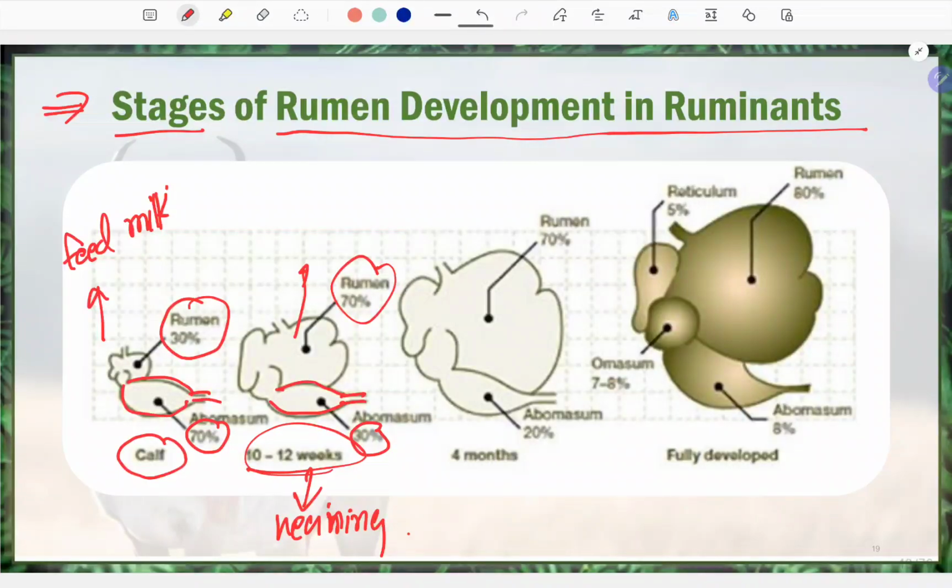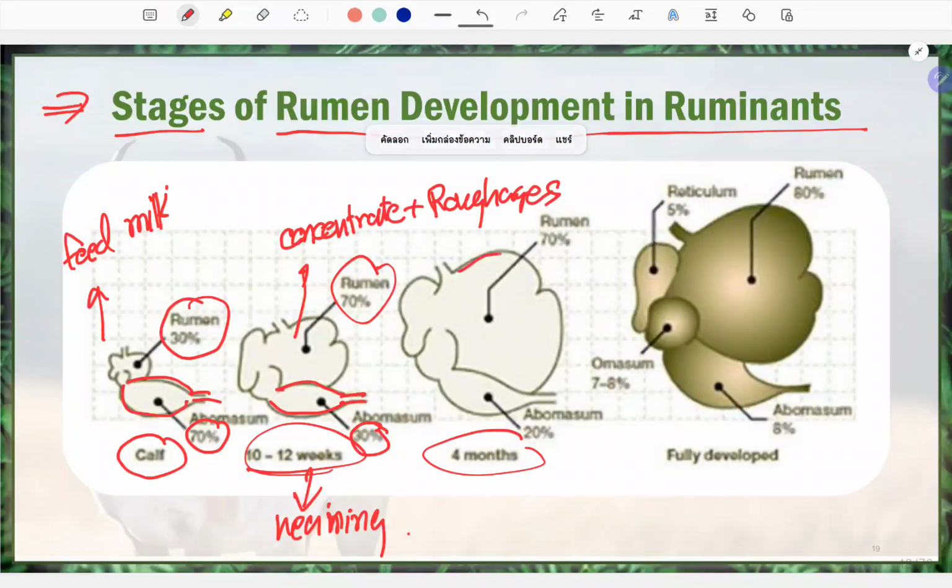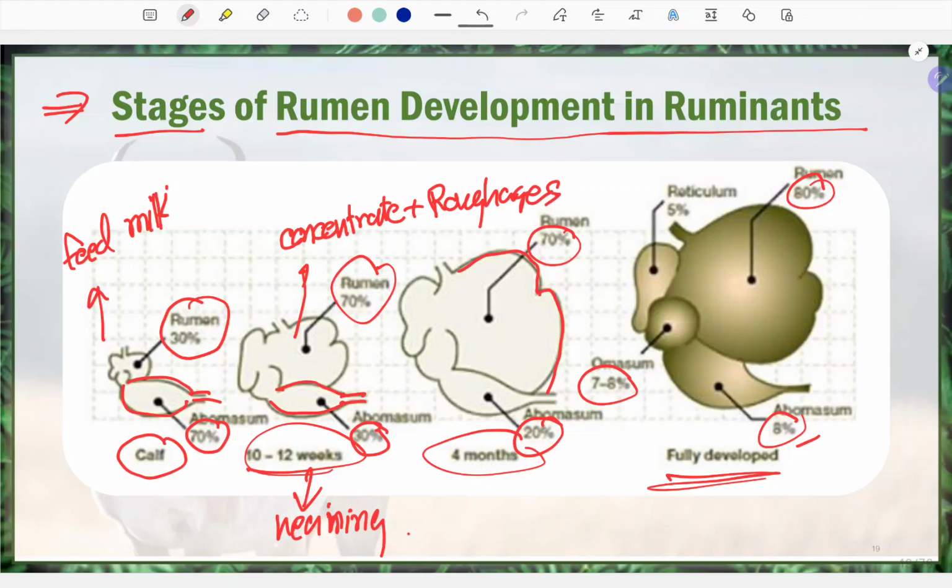Okay, the abomasum stays the same size, but the rumen has developed because they can eat concentrate and raw fish. And after 4 months, it's going to be bigger than that, fully developed at 80 to 88%, abomasum 7 to 8%, reticulum 5%, something like that.